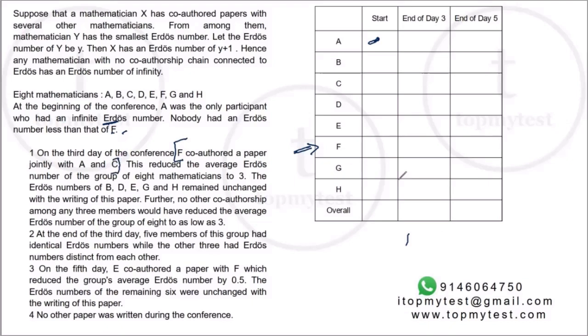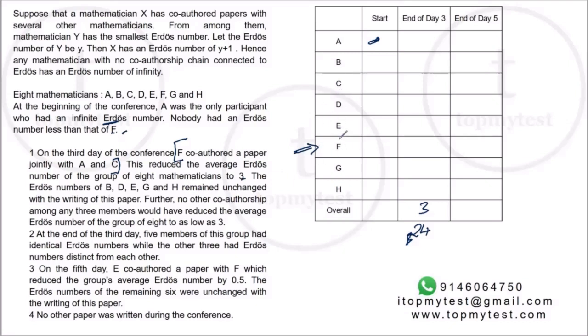F wrote with A and C. This reduced the average Erdős number of the group of 8 mathematicians to 3. So the overall average ended up becoming 3, which means the sum total of the Erdős numbers will be 3 into 8, 24. With 8 people and an average of 3, the total should be 24. That is one hint which we can look at.